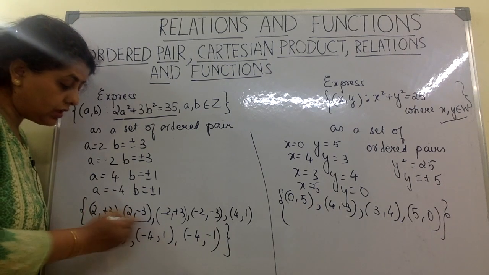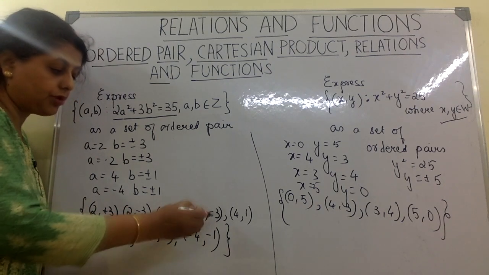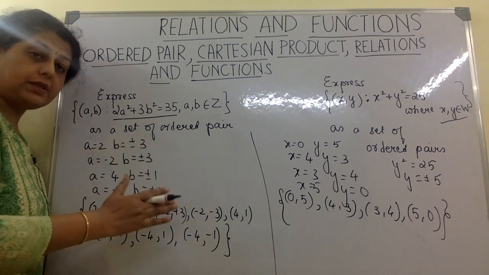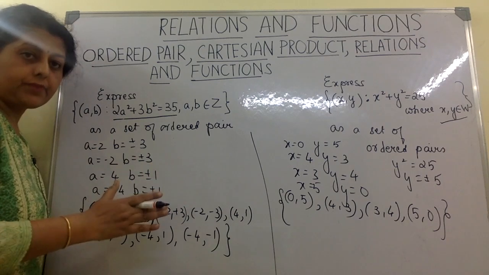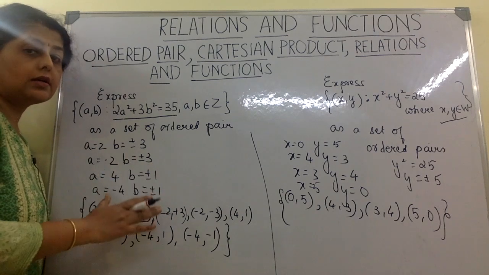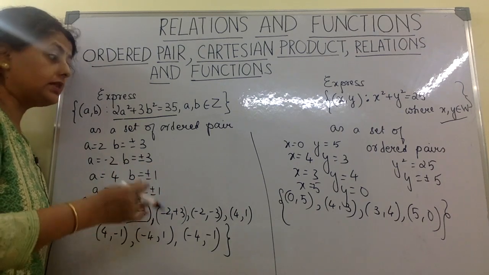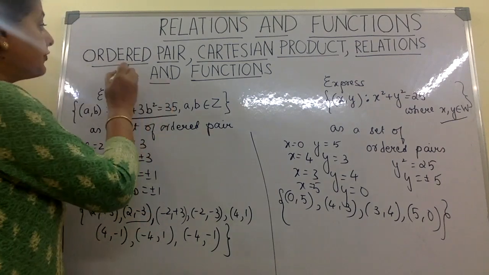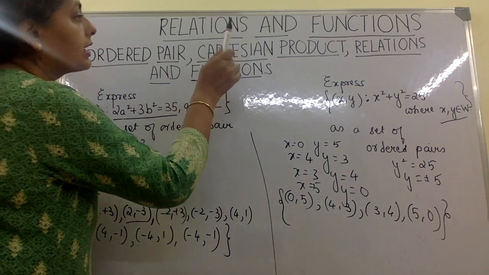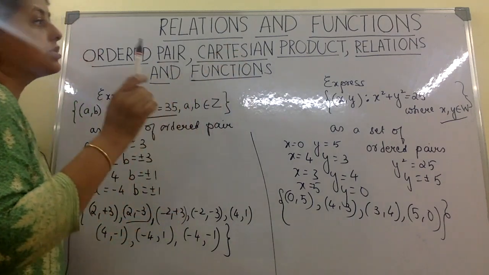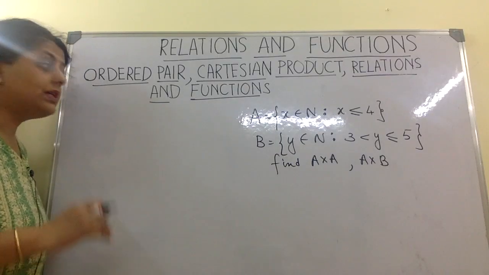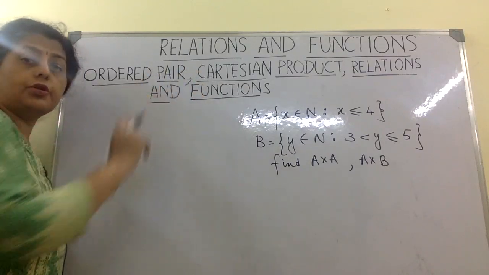Note that these are all elements, and after each one I have put a comma. And note another thing, that I have always written AB. I have never written BA. So these are the ordered pairs, and this is what an ordered pair is. Now after ordered pair we'll go for Cartesian product. So next is Cartesian products.